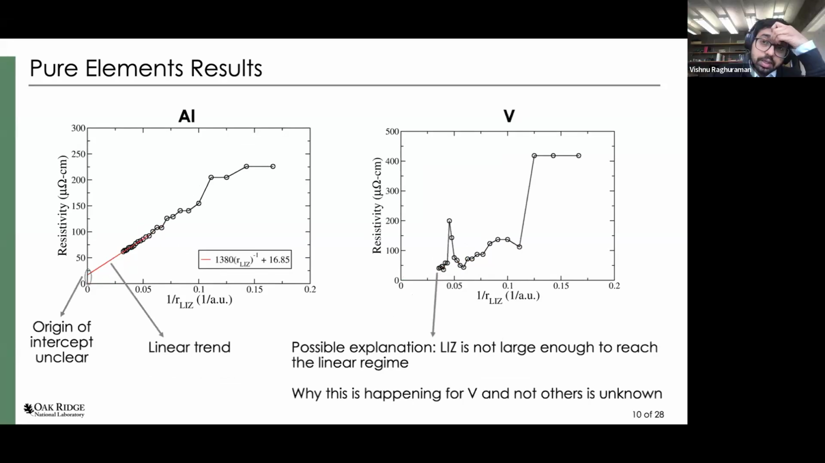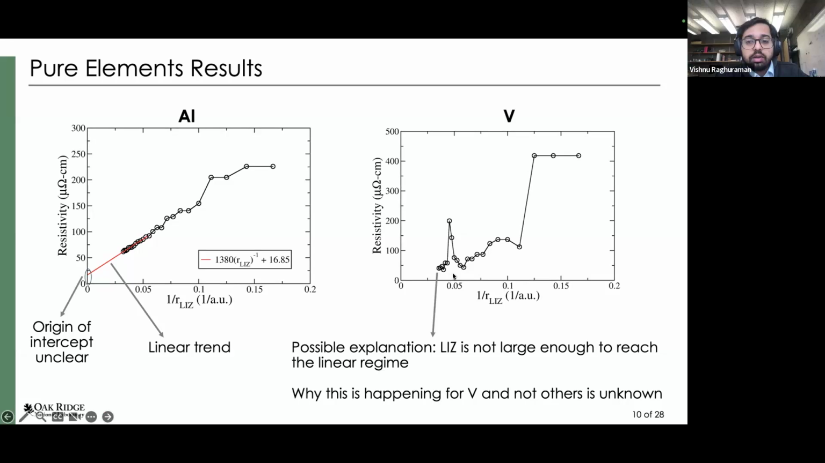We also did some other pure elements, where we got some slightly weird results. In aluminum, you see this very nice linear trend again, but it seems to be slightly above 0. In vanadium, we have this peak. Without that peak, it seems to be somewhat linearly going to 0, but we have this sort of anomalous peak here that we have not yet explored as to why it is there. But this is a very large radius. It's like a 20, right?